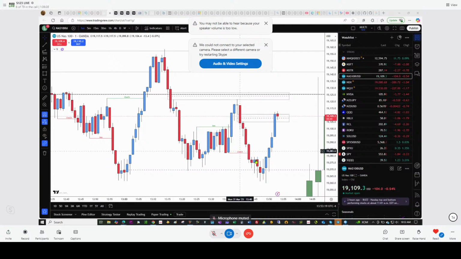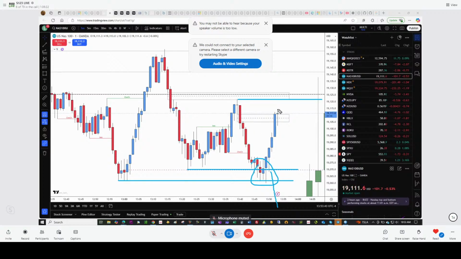So there we go. We came down, swept. If you had sat in this trade looking for a continued move down for more profits, you wouldn't have gotten it. So it's best to just take the profits. Quick sweep there. So now the question is, did they take this high?